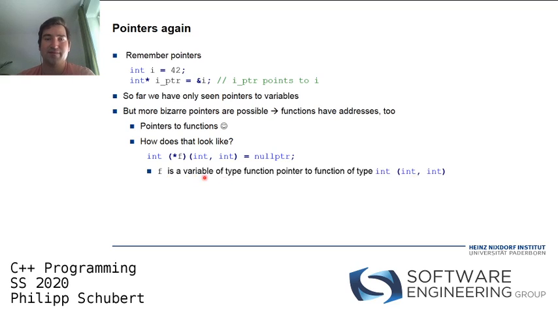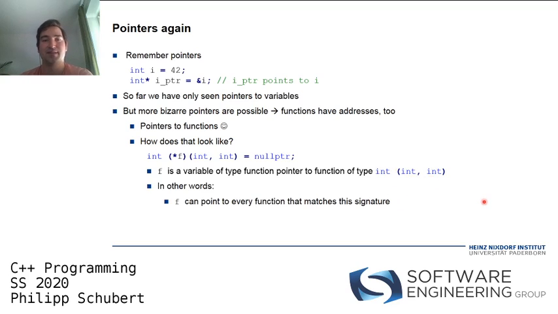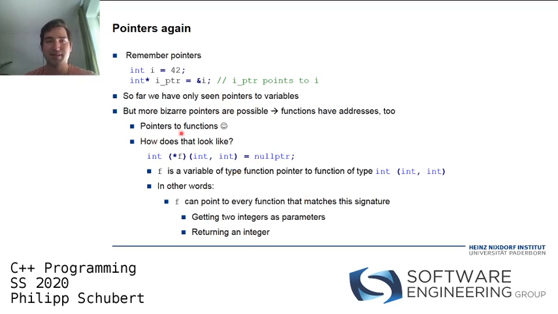So f is now a variable of type pointer to a function receiving two integer arguments, returning an integer. So in words, f can point to every function that matches this signature. Meaning f can point to any function that gets two integer parameters and returns one integer. That's the semantics of the function pointer. That is what the syntax here means.